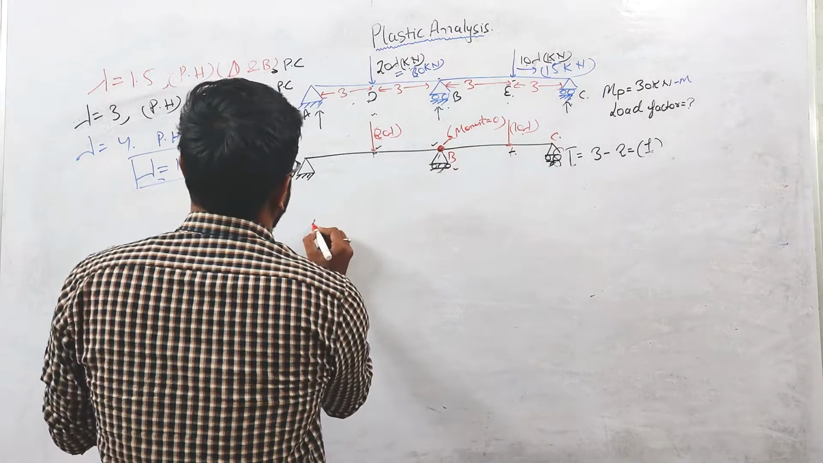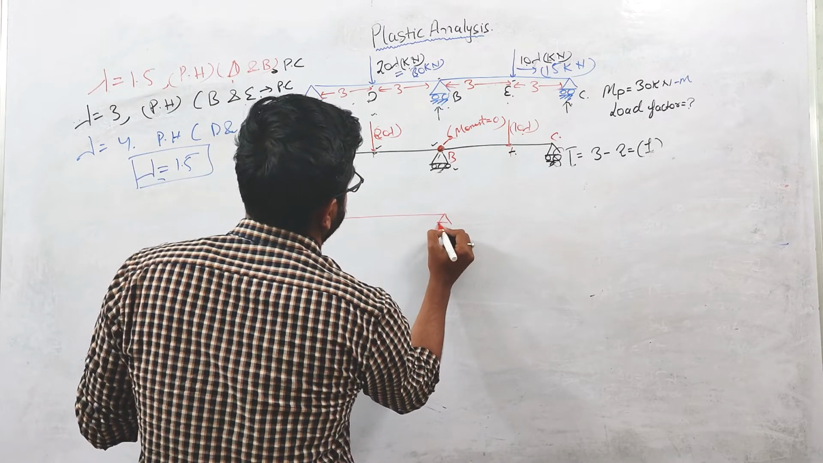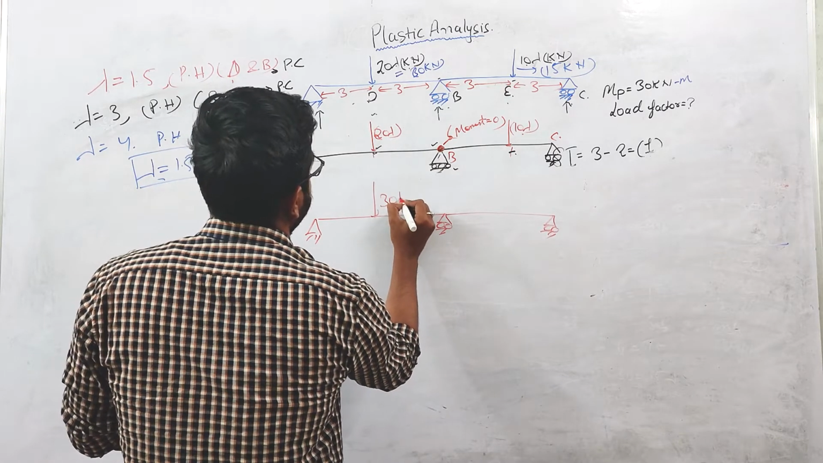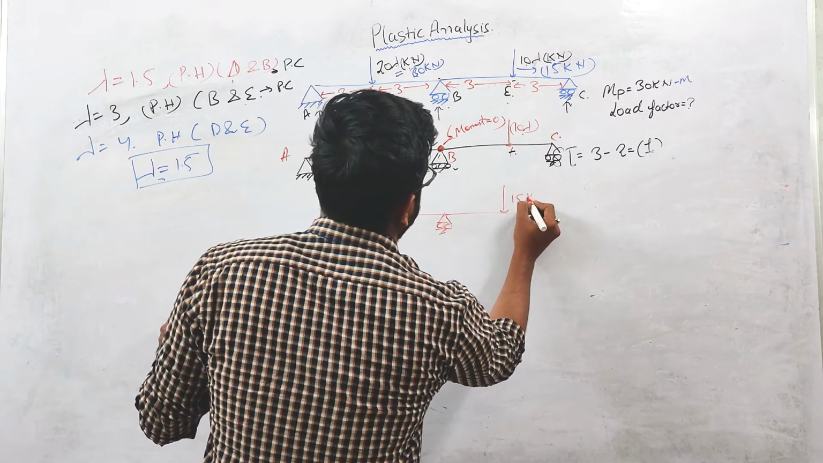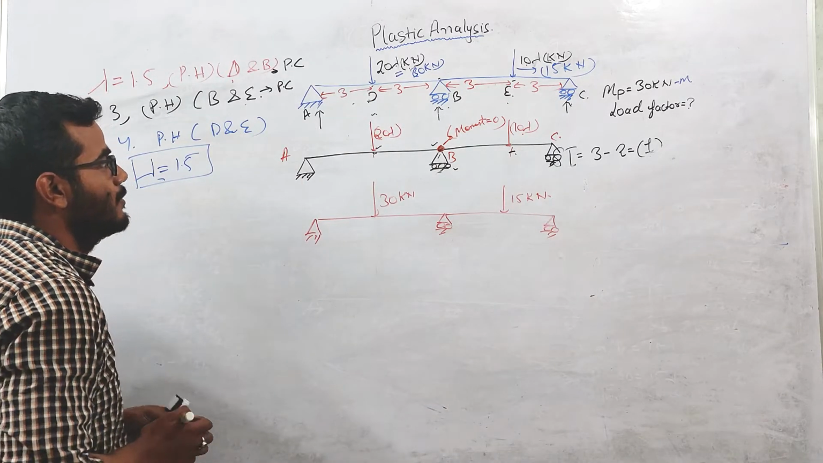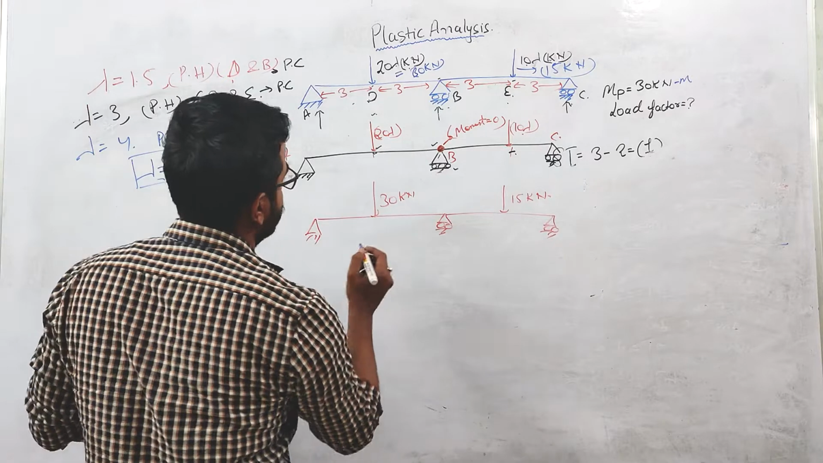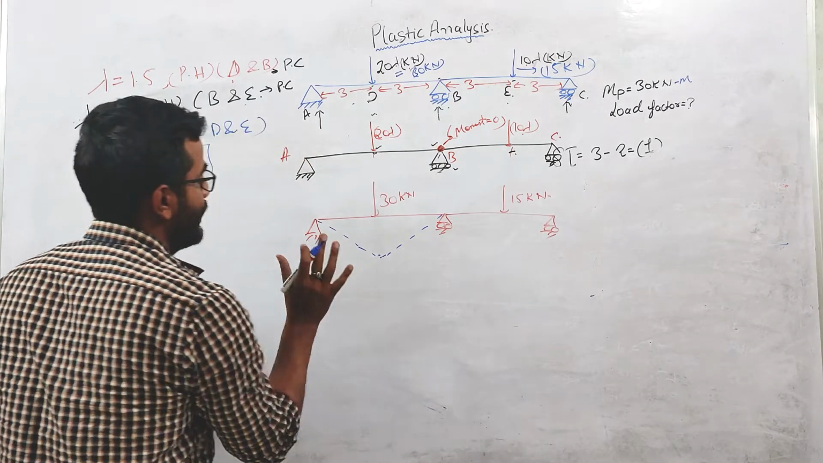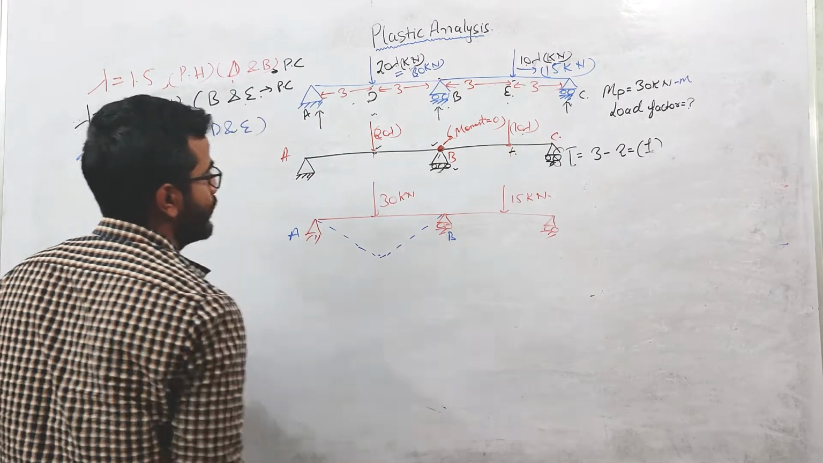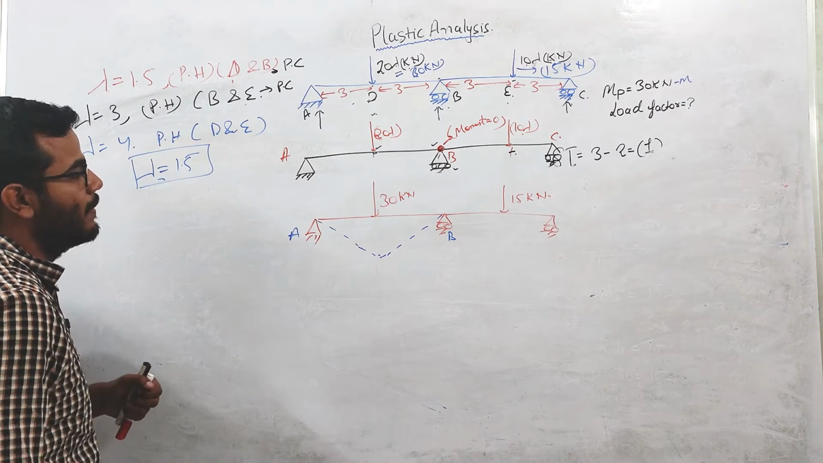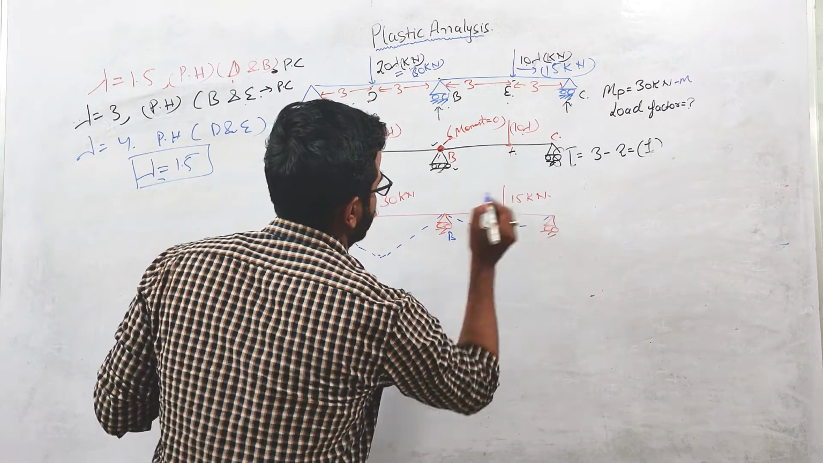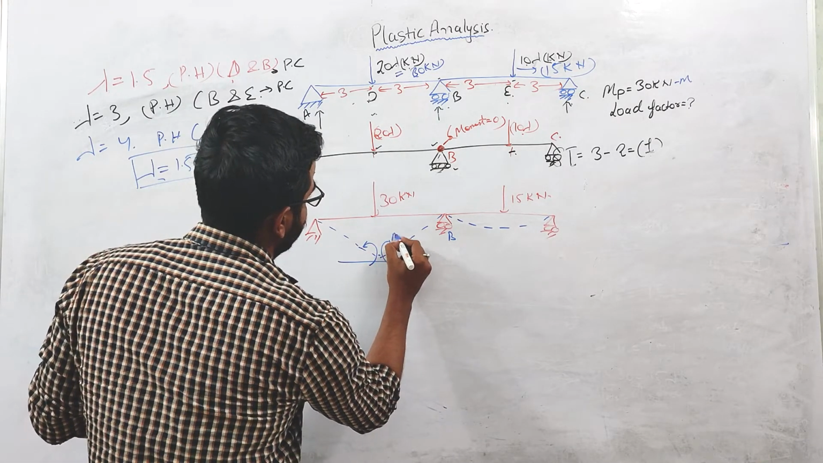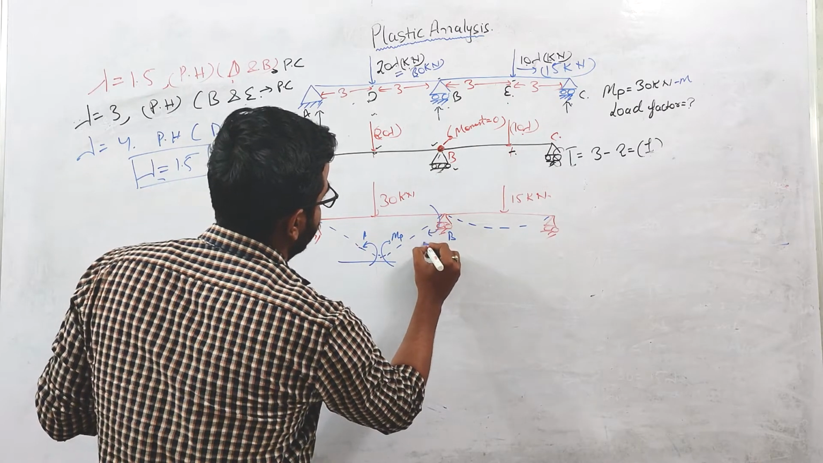Now our beam will look like this. In the loading system, this load will be 30 kilonewton and this is 15 kilonewton. This is during collapse. These are our collapse loads, right? At these points we are assuming that the plastic hinges are forming. So collapse will take place in the AB span. Here the deflection will look somewhat like this, and the MP moment will act like this.